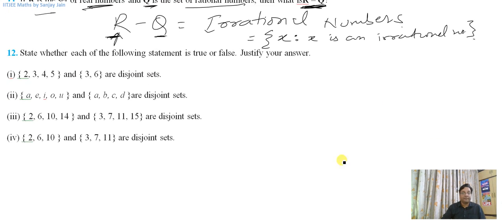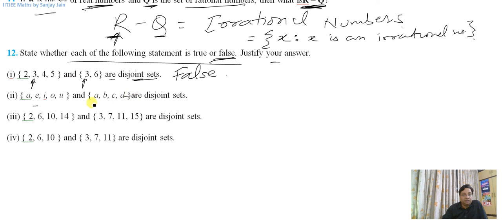Okay, state whether each of the following statements is true or false. Let us do it very quickly. These are disjoint sets. So if there is something in common, yes, 3 is in common, so these are not disjoint, so this is a false statement. These are disjoint? No, because A is common in both, so it is also a false statement.